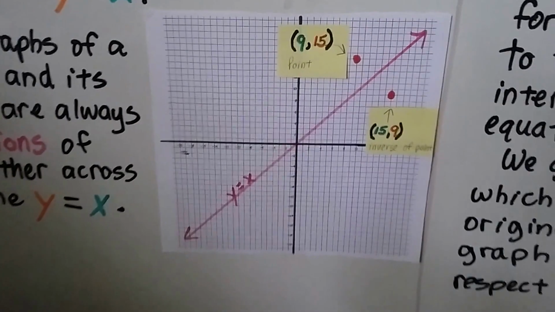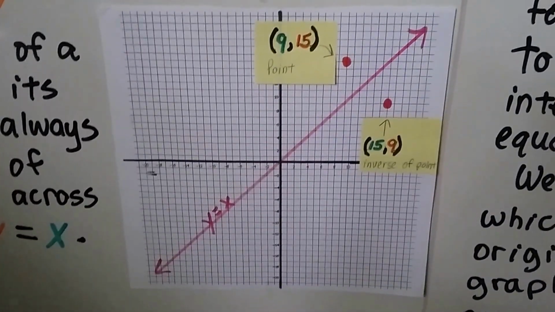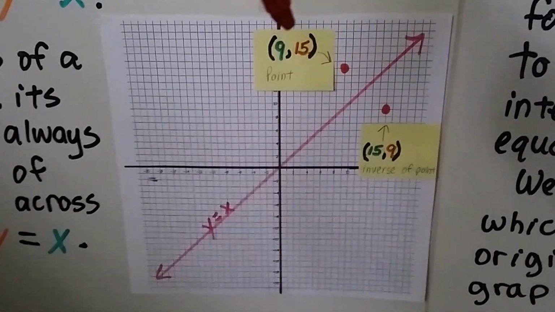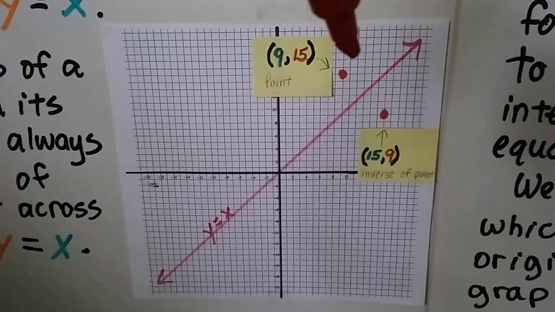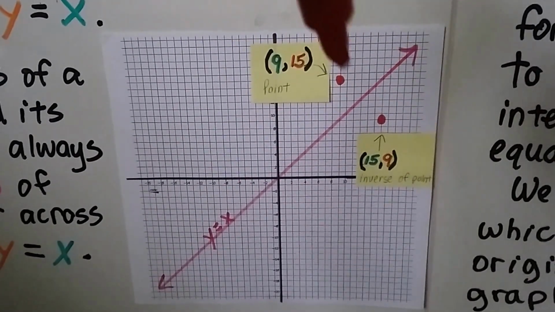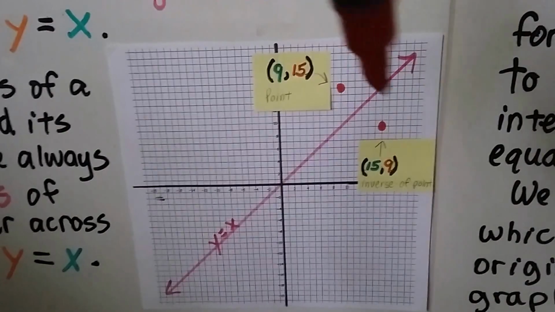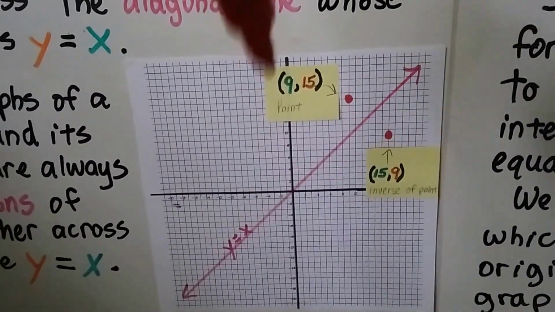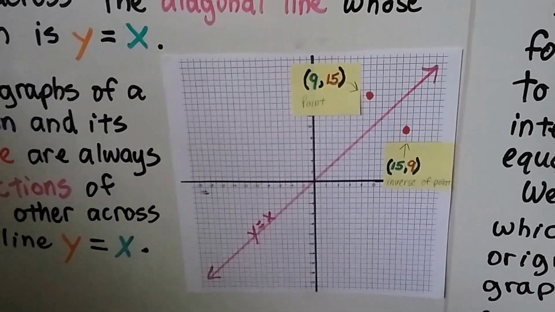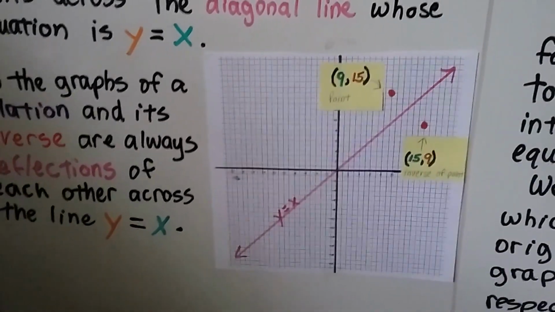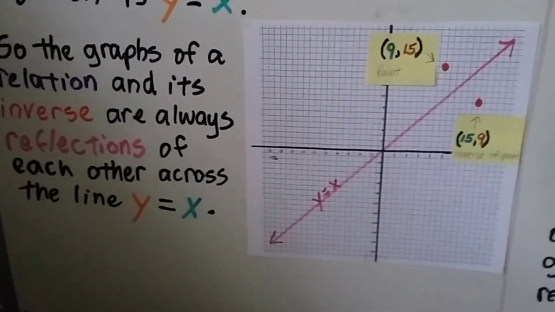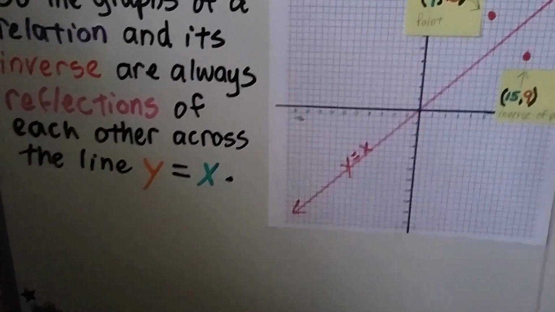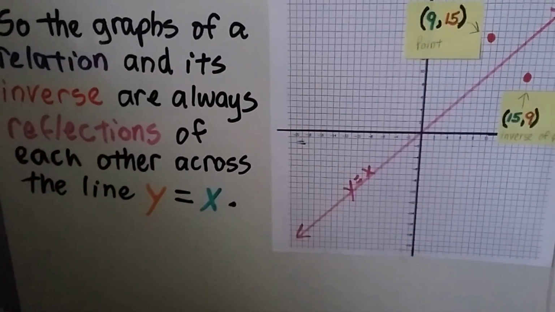So here's an example. We have a diagonal line y equals x, and we can see that this point right here is a 9 and a 15 for x and y, and it's reflected across as a 15 and 9, and it's the inverse of this point. See? So the graphs of a relation and its inverse are always reflections of each other across the line y equals x.